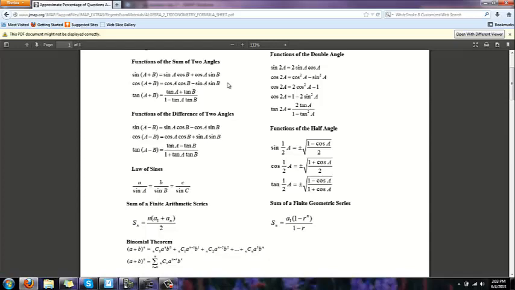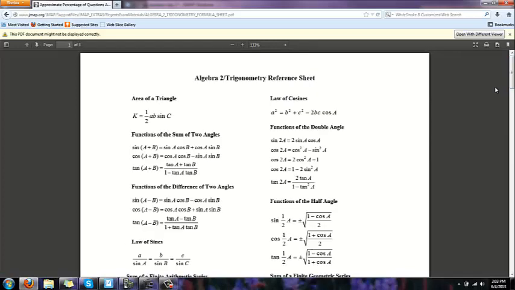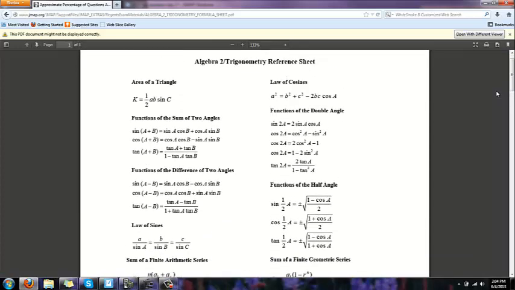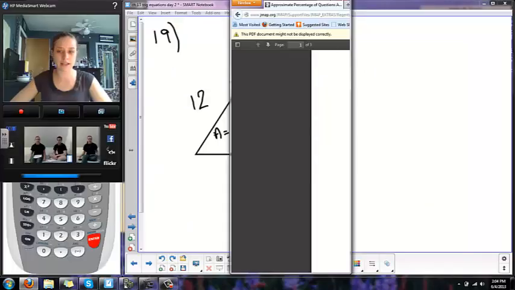In the Trig Apps chapter, we learn about a couple of the other things that are on your reference sheet. We learn about a new definition for area of a triangle. We learn about law of cosines and law of sines. They're really not that bad.